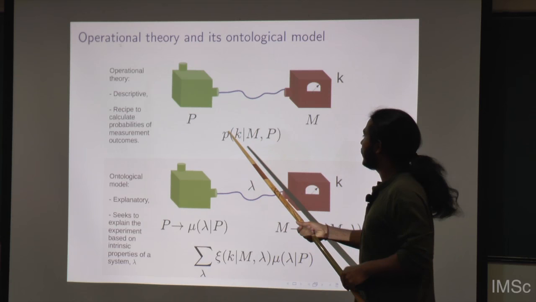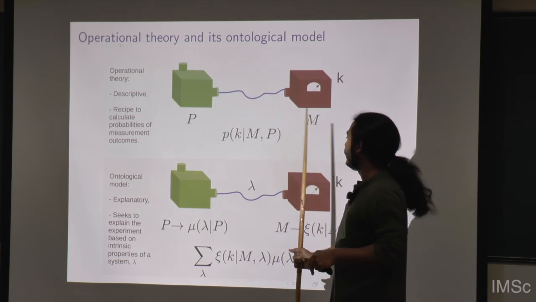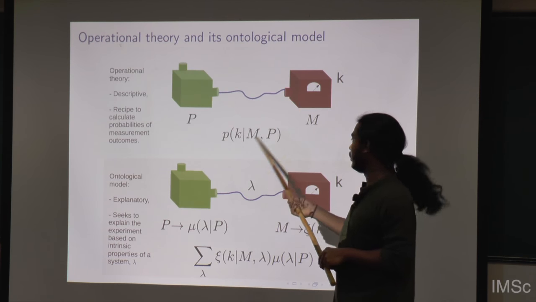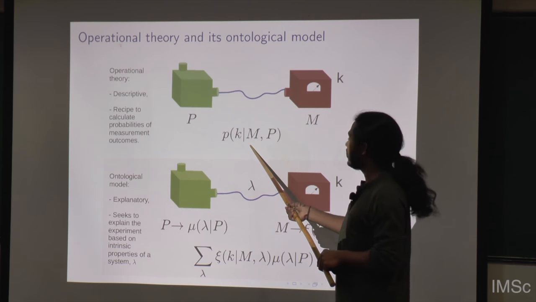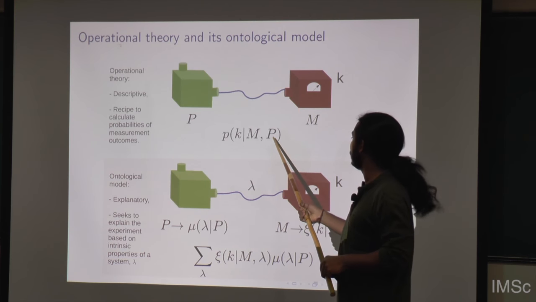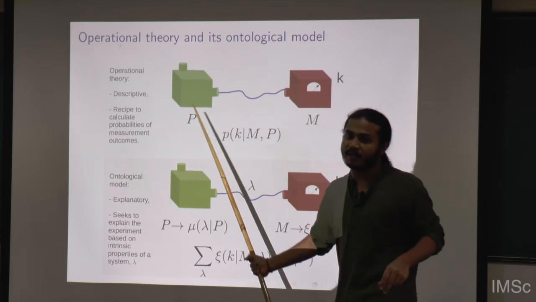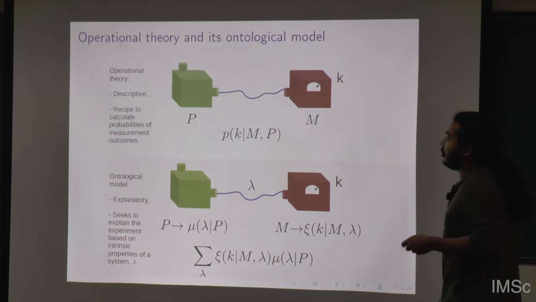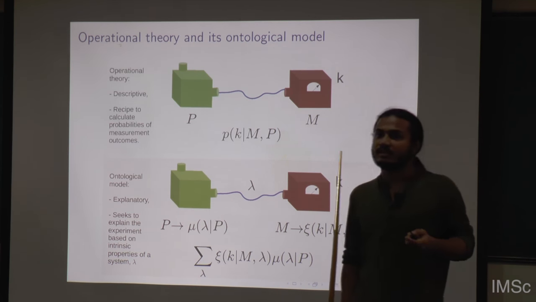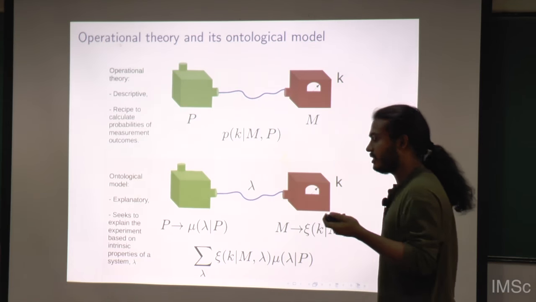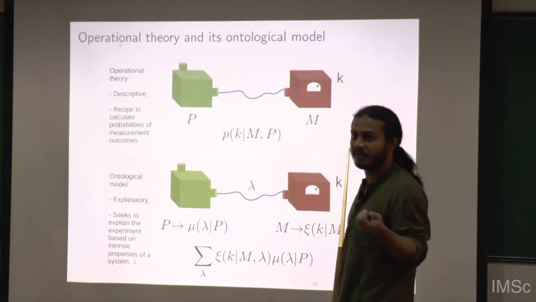And all that the operational theory cares about is what is the prediction for a certain outcome given that measurement procedure M was used, and that was preceded by preparation procedure P. So it's just a recipe to calculate probabilities of measurement outcomes. Okay. So by an operational theory, we mean a theory where the primitives are the operations, and that's all you care about. You care about predictions.